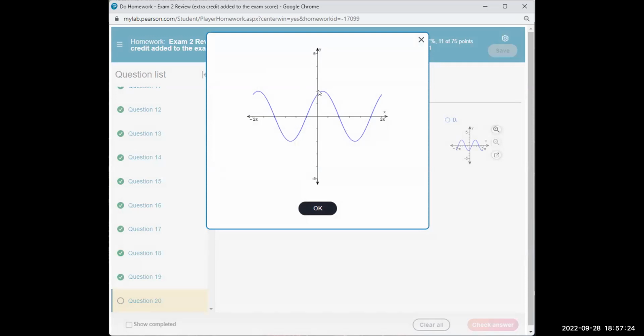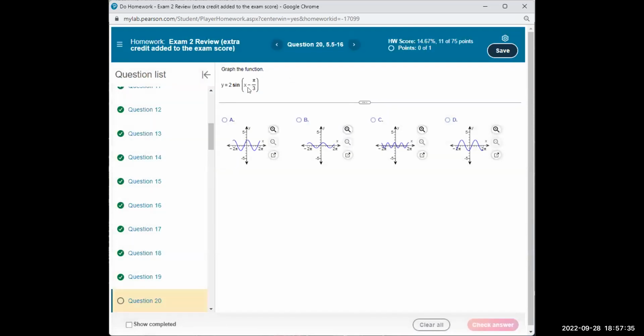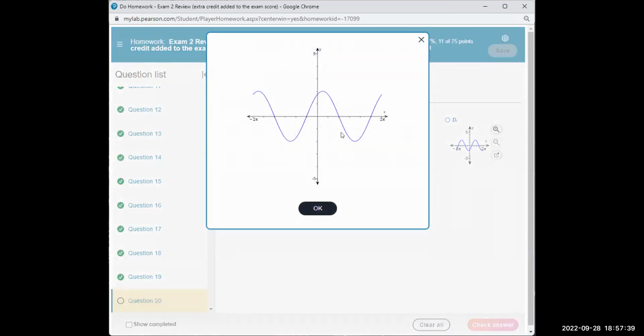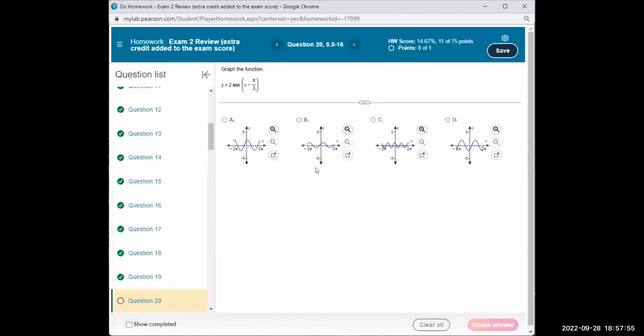This one looks like it has a period of 2 pi, but this looks like a cosine graph that's been shifted. The shift is, let's see, what was the shift? It was pi over 3, so that's 1/3. Let me think. This is 2 pi, so here's pi, and so 1/3 of that is going to be 1 hatch mark. And this is definitely not the graph because that's a cosine.